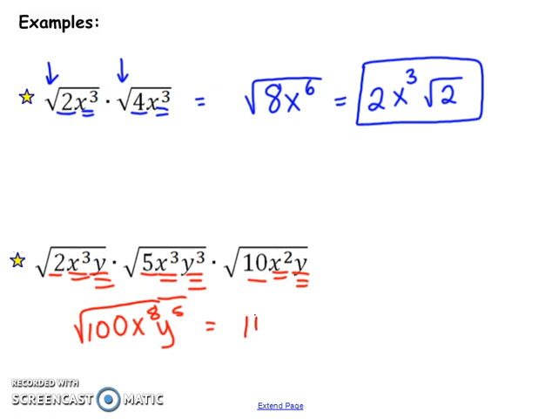So square root of 100 is 10. Square root of x to the 8th is x to the 4th. Square root of y to the 5th. I can't divide 5 by 2, so I'm going to take it down to y to the 4th. Divide it by 2, I get 2. And then I have 1y left over.